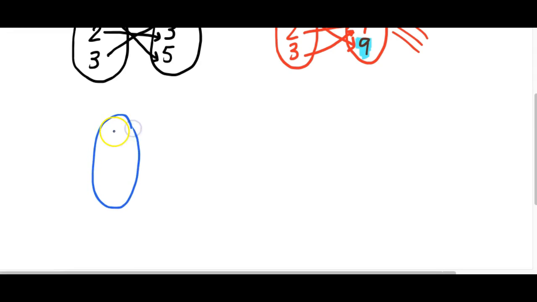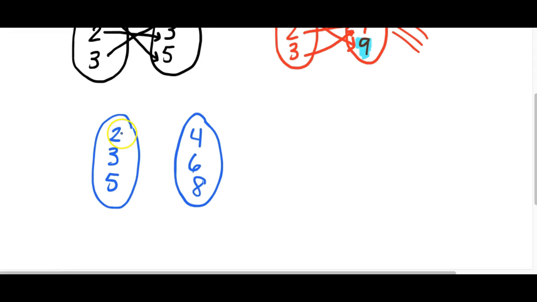So 2, 3, 5, and 4, 6, 8. I put 2 in and I get 6 out, because we're following the line. I put 3 in and I get 4 out. I put 5 in. Uh-oh. I'm getting 6 and 8 out. That's not going to work. So this is not a function.